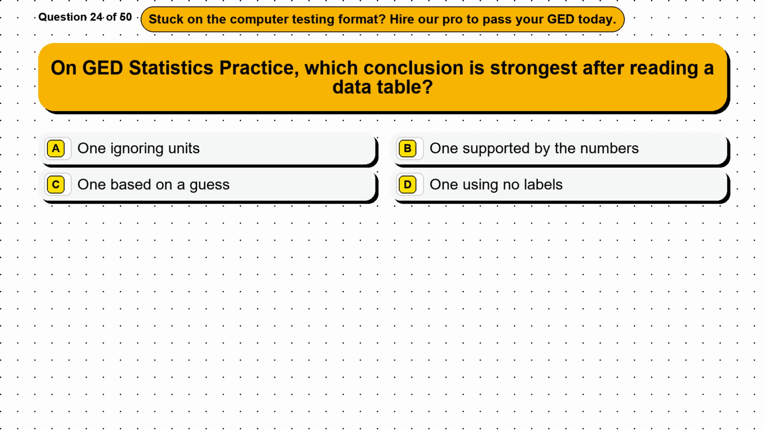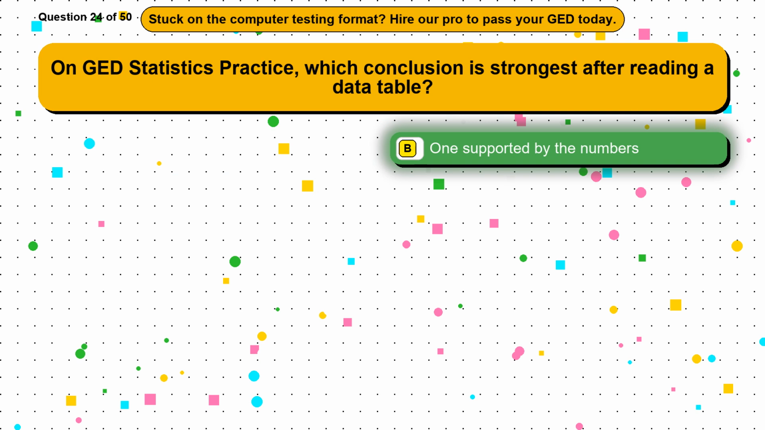Question 24. On GED Statistics Practice, which conclusion is strongest after reading a data table? Option A, one ignoring units. Option B, one supported by the numbers. Option C, one based on a guess. Option D, one using no labels. The correct answer is option B.